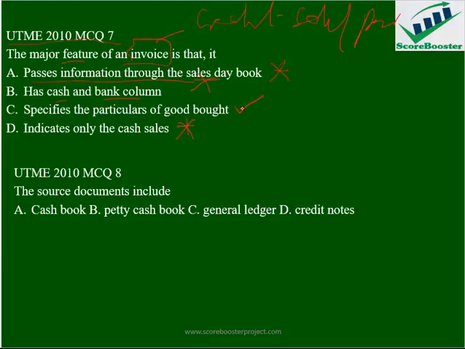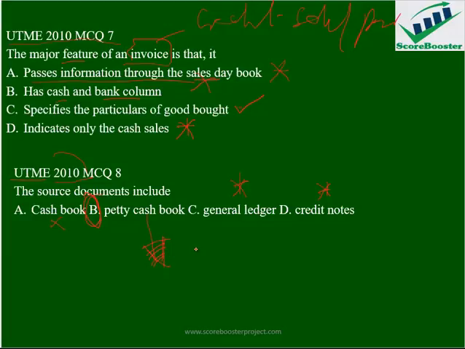I hope we understand that. Then there's the 2010 question number 7. Question number 8 of the same year, the same UTME exam: the source documents include the cash book, general ledger, credit note. With no mention of these, the answer should be a petty cash book. A petty cash book is also a source document. By the time we have the petty cash book, you'll know what a petty cash book is all about.